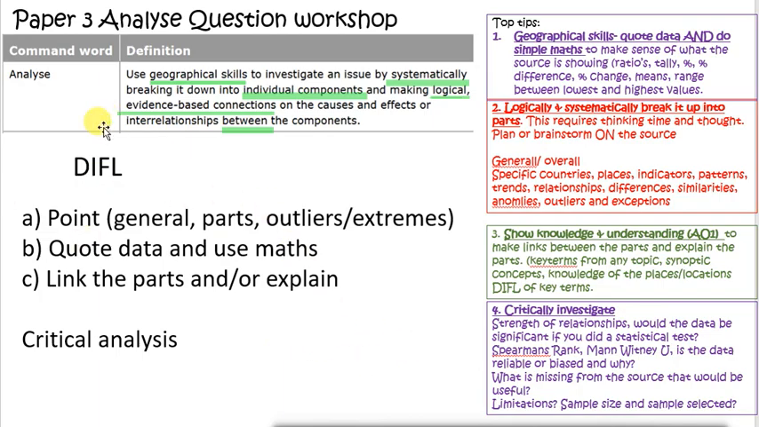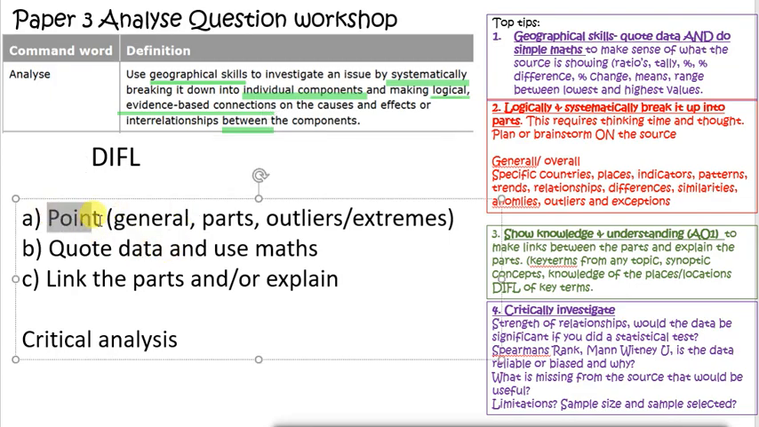Right. So structure as a guide. Diffle. So define key terms or show an understanding of what those key terms mean in the first line, all right, from the question. And then we're going to follow a basic structure as a starting point until you get confident: make a point that answers the question, then quote some data and use maths at the same time.